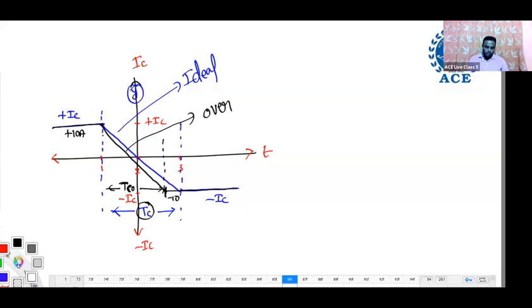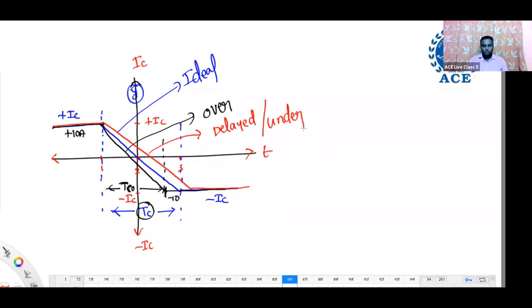Now practically the commutation is delayed like this. This red one is delayed commutation, also called under commutation. See how much time it is taking to reverse? This much time. This is called TCP. TCP means time of commutation practically, where more time is being taken.